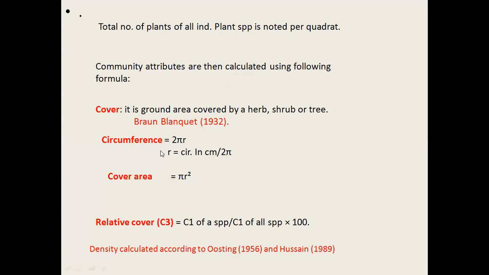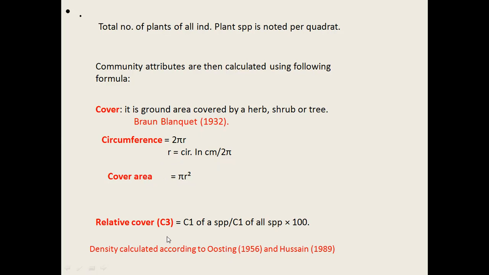And the circumference formula, which is 2 pi r. From this, you can find out the value of r. R is equal to circumference in centimeter divided by 2 pi. Once you calculate the value of r, you can put it in the cover area formula, that is pi r square. From this, you will find out the cover area.